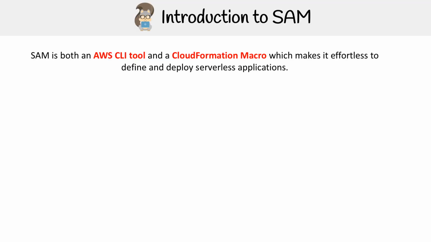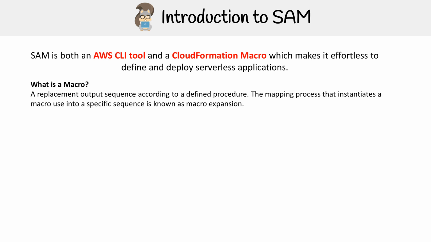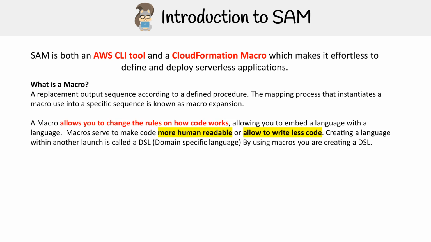So SAM is both an AWS CLI tool and also a CloudFormation macro, which makes it effortless to define and deploy serverless applications. And you might be looking at that word macro and thinking, what does it mean? This is the textbook definition: a replacement output sequence according to a defined procedure. The mapping process that instantiates a macro use into a specific sequence is known as a macro expansion. Now that doesn't make a whole lot of sense, at least to me, so I've reworked that definition.